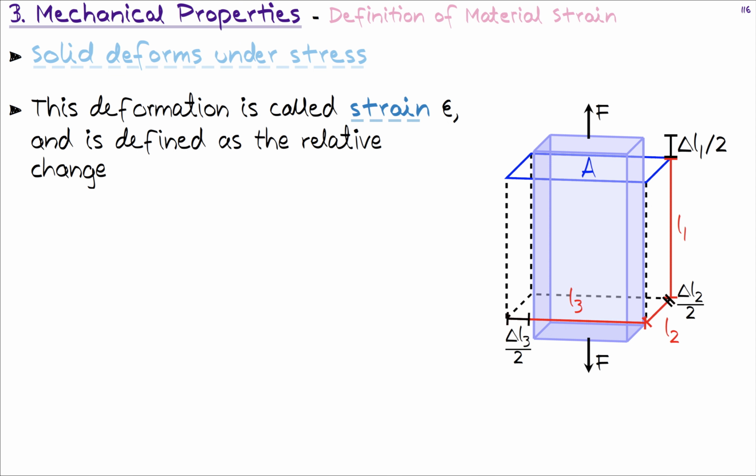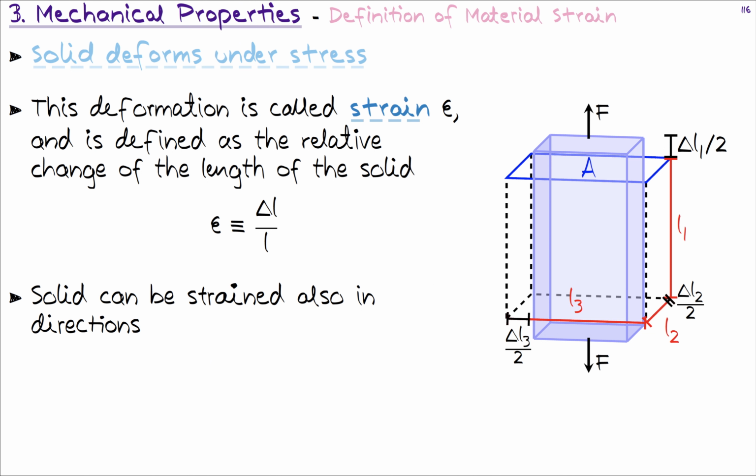And essentially, strain is defined as the relative change of the length of the solid. This is the simplest definition we can find for the strain of a material. So we have the delta L, the length change of the material, and then divided by L so that we get the relative length change of the solid.